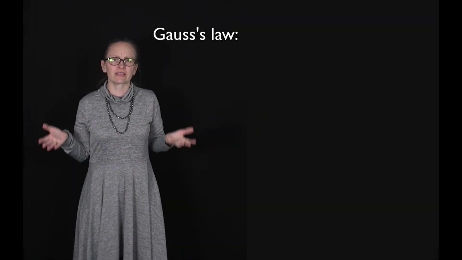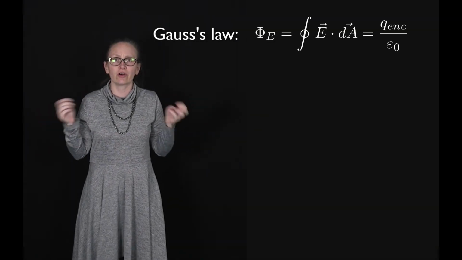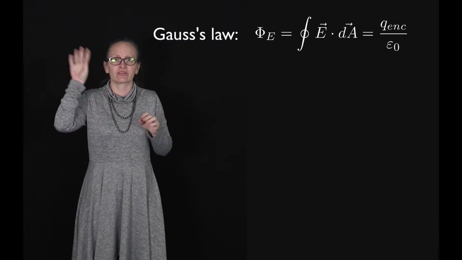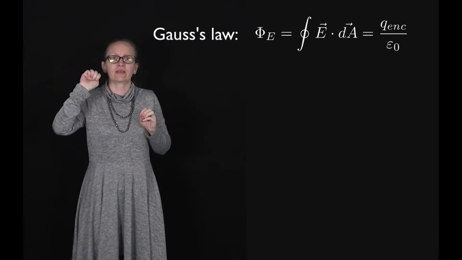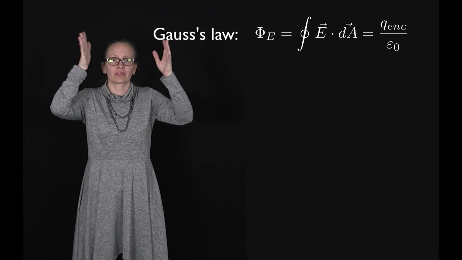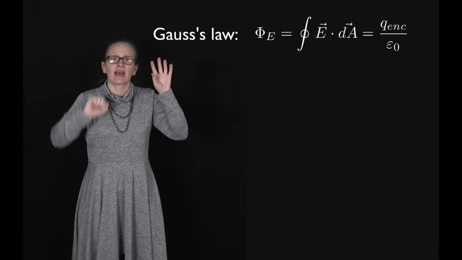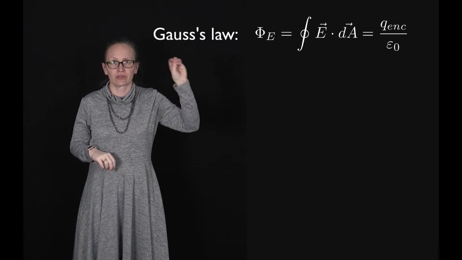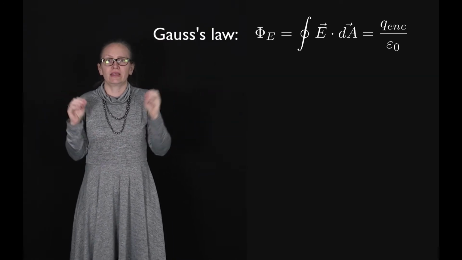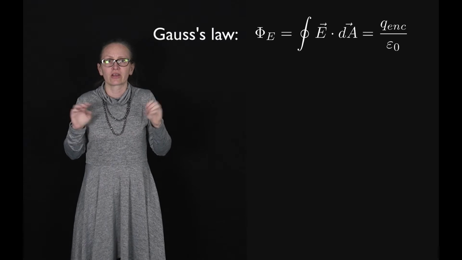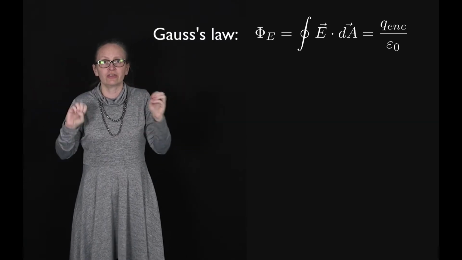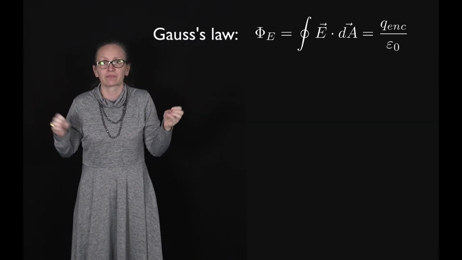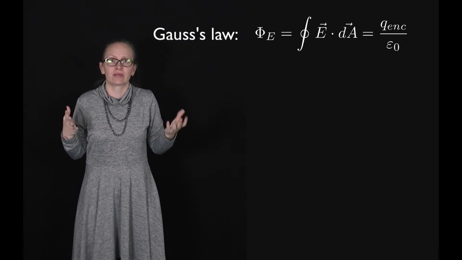So in the previous lecture you were introduced to Gauss's law, which can be written as the electric flux Phi_E is equal to the integral over a closed surface of E dot dA, and that is equal to Q enclosed divided by epsilon naught. We saw how this could be used to calculate the electric flux through a closed surface if we knew how much charge was enclosed within it. However, this is not all it can be used for.